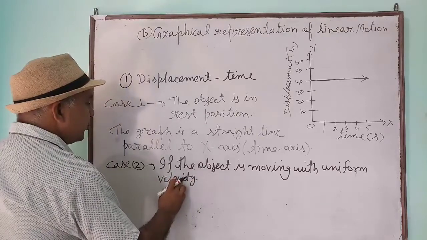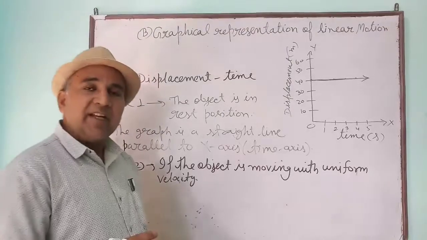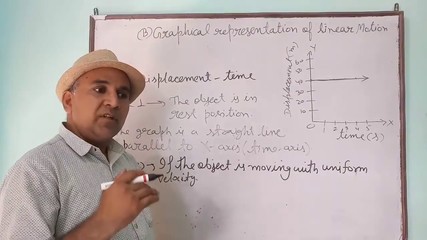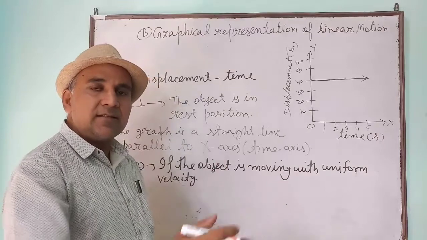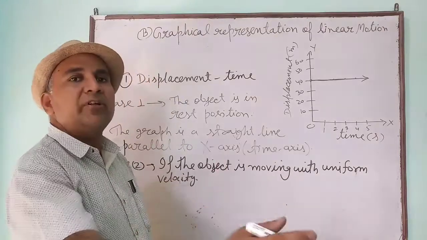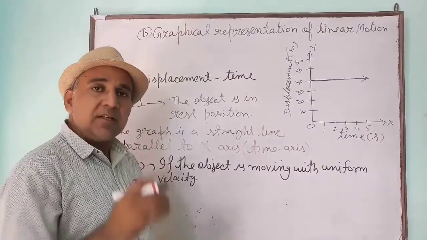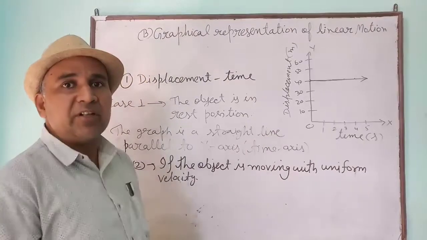Have you remembered what we mean by uniform velocity? If the object is covering the same distance in the same interval of time in a particular direction, that means the same displacement in the same interval of time.